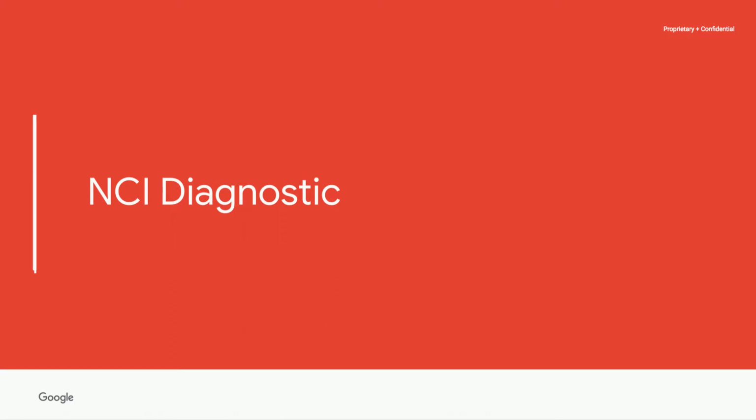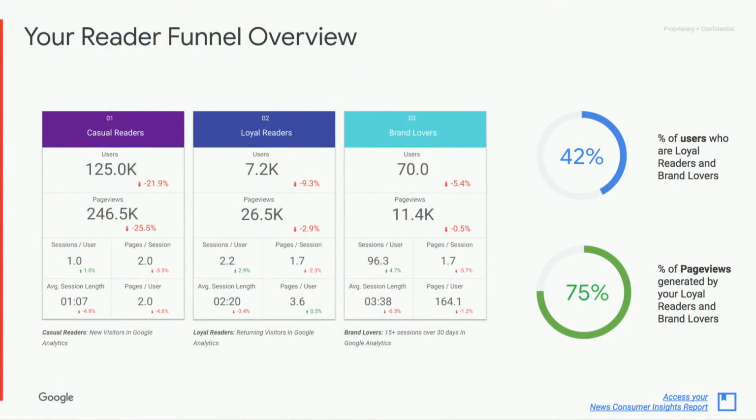Now, we're going to jump into the part called the NCI diagnostic, and this will take a look at the data of your site. But please keep in mind all of the data that we're going to see in the following slides is randomized and doesn't reflect any data of a specific publisher. All right, getting started. What we see here is on the left our casual readers to our loyal readers and then to our brand lovers. In order to differentiate what this means to you, casual readers are new visitors to Google Analytics. Returning visitors in Google Analytics are our loyal readers, and then readers that have 15 plus sessions in the past 30 days in Google Analytics would be considered your brand lovers.